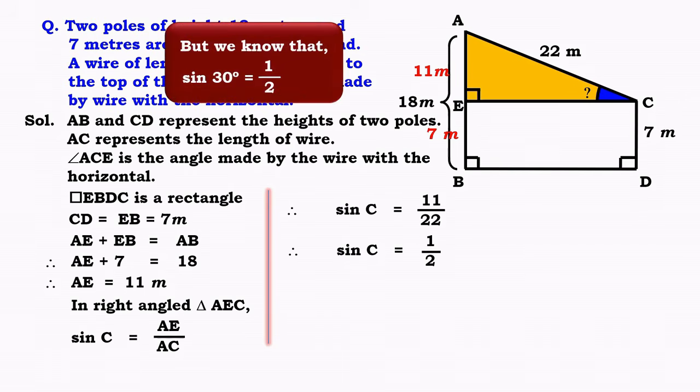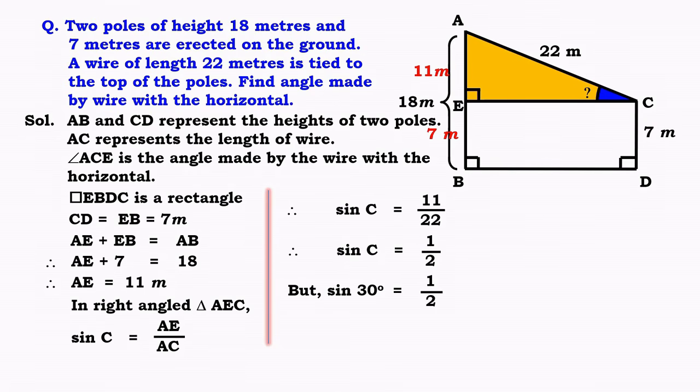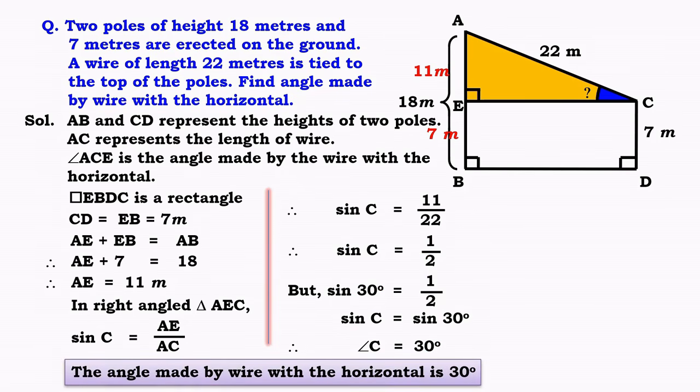But we know that sin 30 degrees is equal to 1/2. Therefore, sin C is equal to sin 30 degrees. Hence, angle C is equal to 30 degrees. Therefore, the angle made by the wire with the horizontal is 30 degrees.